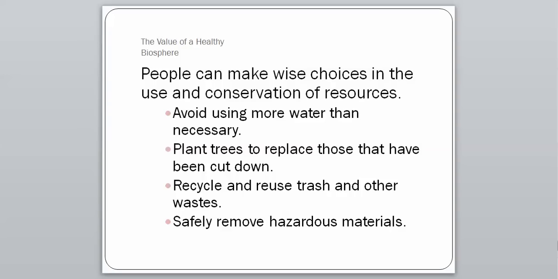And people can make wise choices in the use and conservation of our resources by avoiding using more water than necessary. They can plant trees to replace those that have been cut down. They can recycle and reuse trash and other waste. And they can safely remove hazardous materials as well. So that's how we can all help out to make sure our biosphere is still around for our kids and our kids' kids. So that's it for Chapter 6.